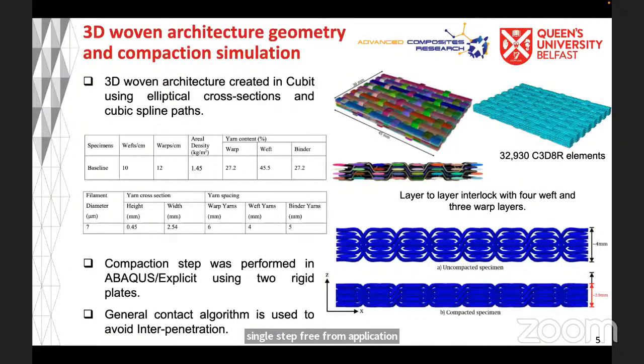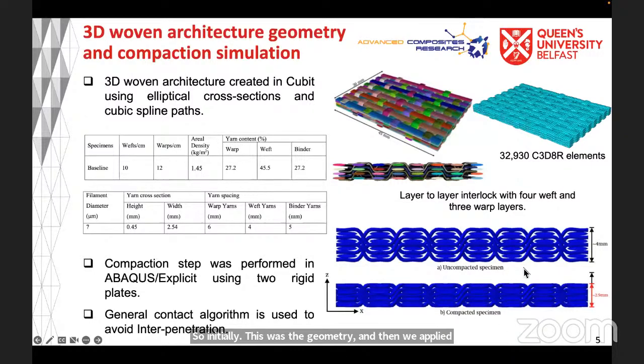Now, I will just give a brief idea of what exactly we are doing as part of this project. As you can see in this figure, we are using this layer-to-layer interlock, which is a type of 3D woven composite, and we are creating, for example, four weft yarns in this direction, and three layers of warp yarn in this direction here. This is the model that we generated in Qubit, which is an open source CAD software, which you can use for free. Then we do the compaction simulation in finite element software, Abaqus. Initially this was the geometry, and then we apply pores on it, and then we try to compact it.